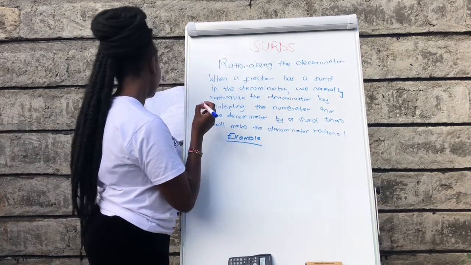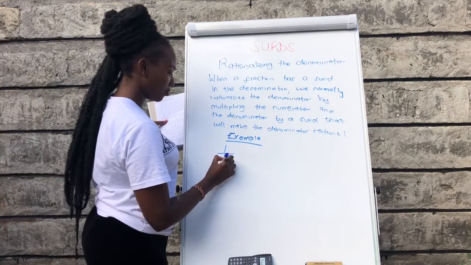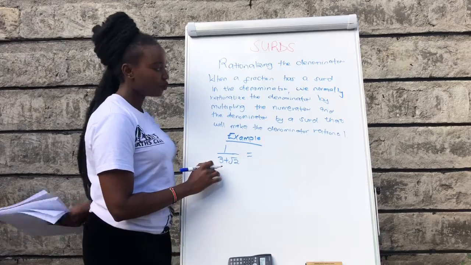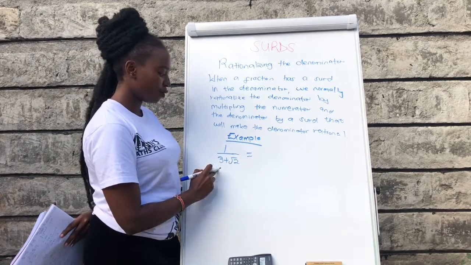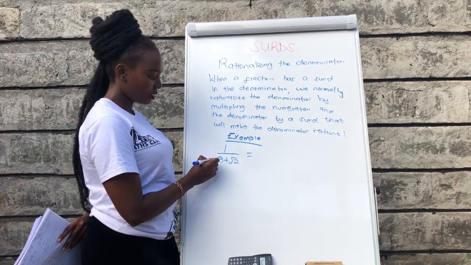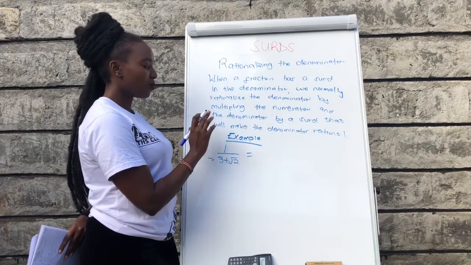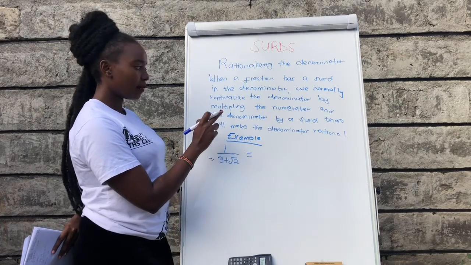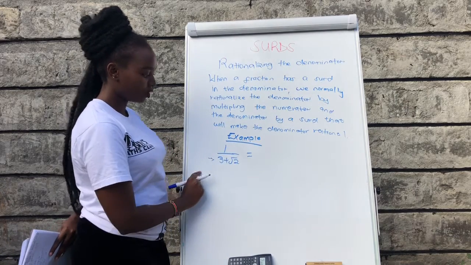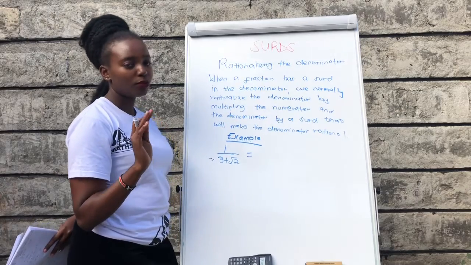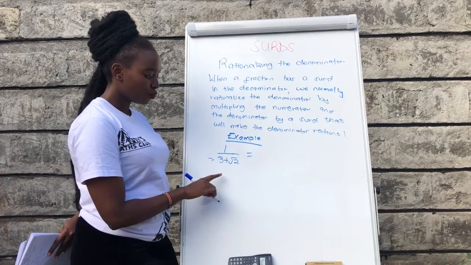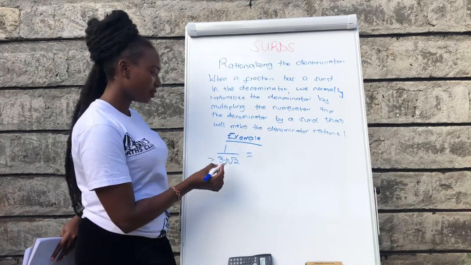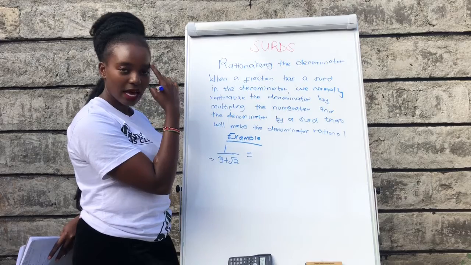You have 1 over 3 plus square root of 2. So when given such, we've been told when a fraction has a surd in the denominator, like we can see the denominator has a surd in it, we normally rationalize the denominator by multiplying by a surd that will make the denominator rational. Note, in order to make the denominator rational, you multiply by this number, but the sign will change. Because here it's a positive, you will now multiply with a negative.